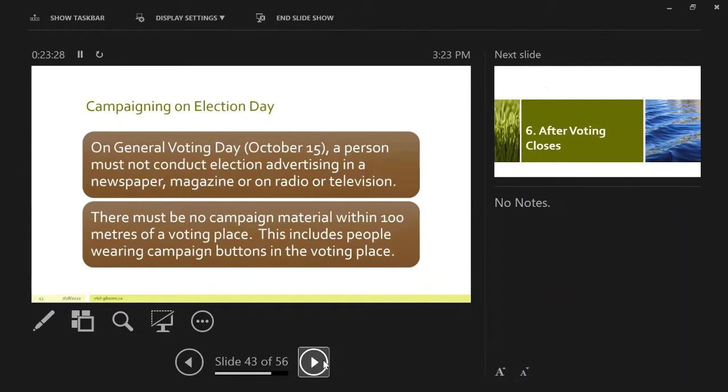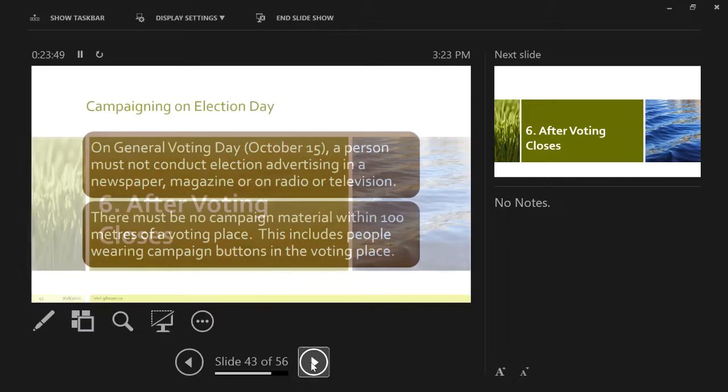So you cannot conduct election advertising in a newspaper, magazine, or on a radio or television on the day of general voting, October 15th. There must be no campaigning material within 100 meters of a voting place. This includes people wearing campaign buttons in the voting place.